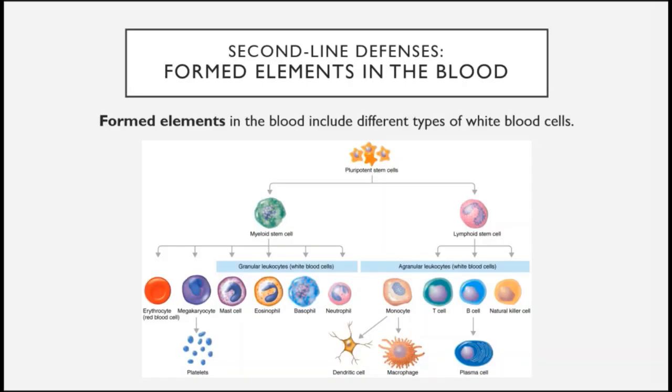Formed elements include different types of white blood cells, also known as leukocytes. All leukocytes are derived from pluripotent stem cells.